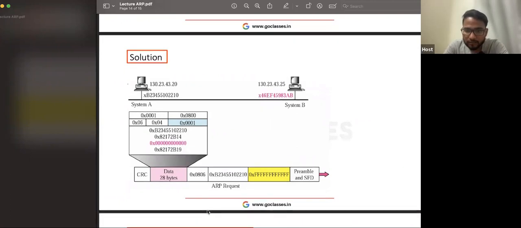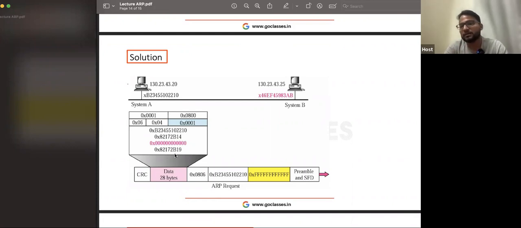Okay, this is the preamble. I think that is not shown clearly. Or maybe this is the one, right? This is the one. They have converted that to hexadecimal. So anyway, that is okay.